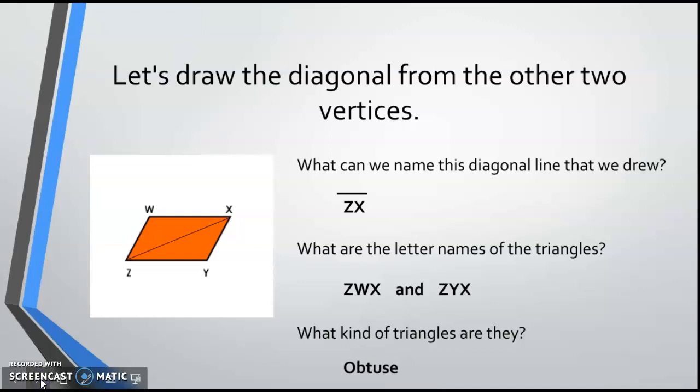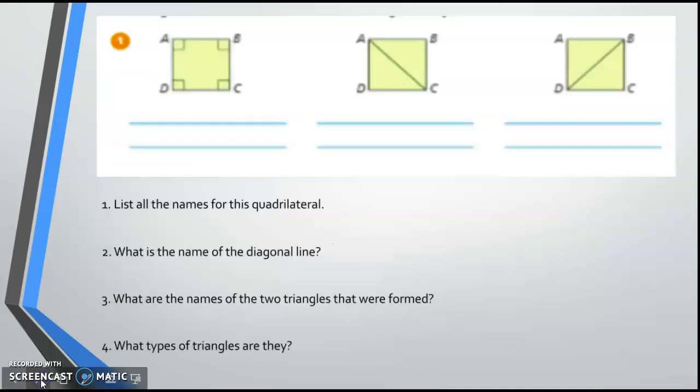So the types of triangles we have now are obtuse. When we drew the diagonal from W to Y, we formed acute triangles. When we decomposed the quadrilateral from Z to X, we got obtuse triangles. Let's keep going. Right from your student activity book, we're going to answer 4 questions on each of these pages.